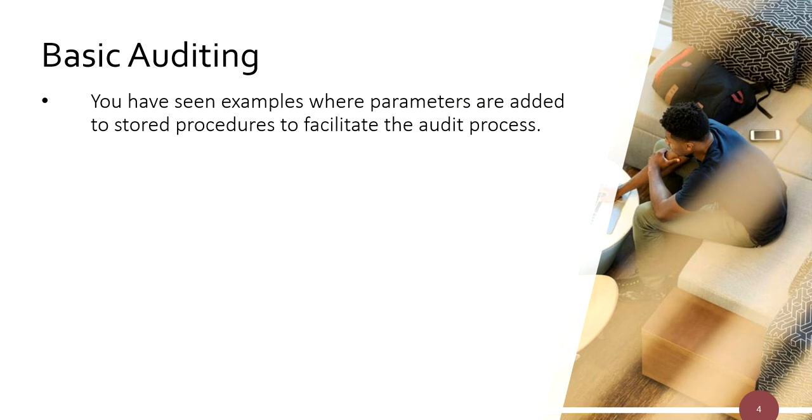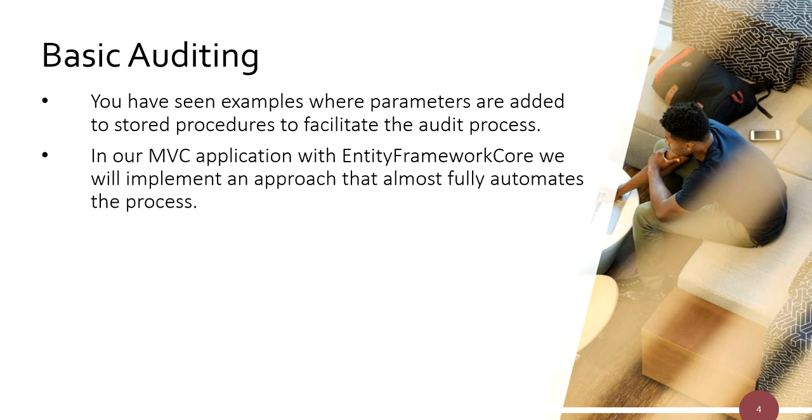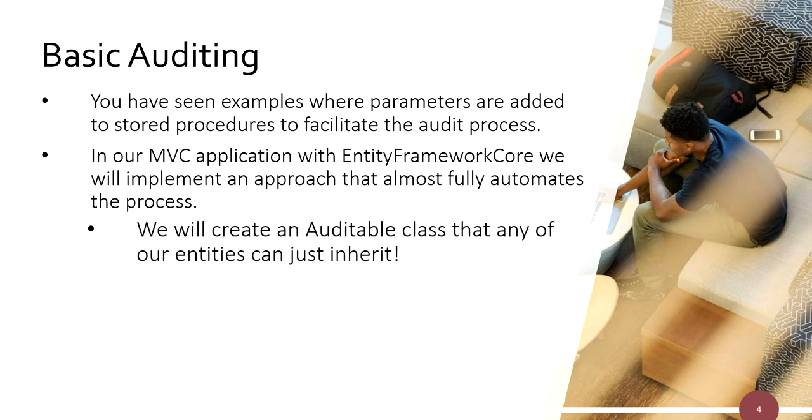Now, you've seen other examples where parameters added to stored procedures facilitate the audit process. So, wherever you do the update stored procedure, we pass a parameter and things like that. Well, that's great, right? However, in our approach, using Entity Framework Code First, we're going to implement another approach that is a little different, but it's beautiful. It's beautiful because it almost fully automates the whole process, right? So once we have it in place, there's almost nothing we have to do to maintain the information and make sure that all the audit information is properly being captured and tracked in the system, right?